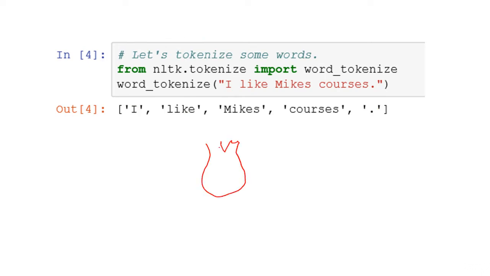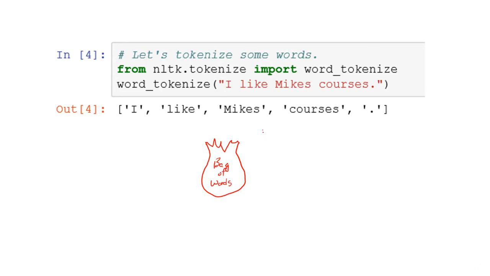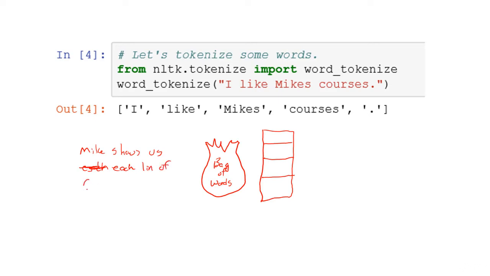So now what do we do? Well, oftentimes, learning from text, we have this thing called a bag of words. And what we do is we create a dictionary of those words, and then we count their frequency. This is a bad example. I like Mike's courses. Mike shows us each line of code.